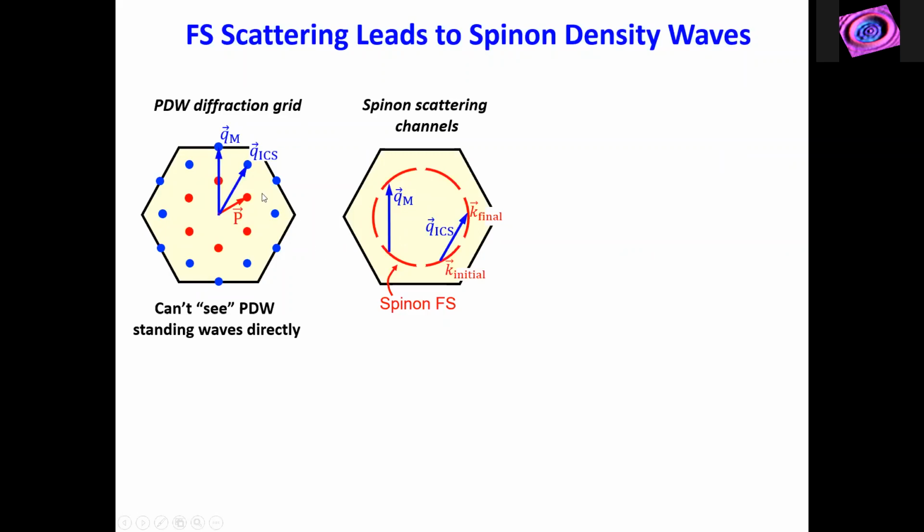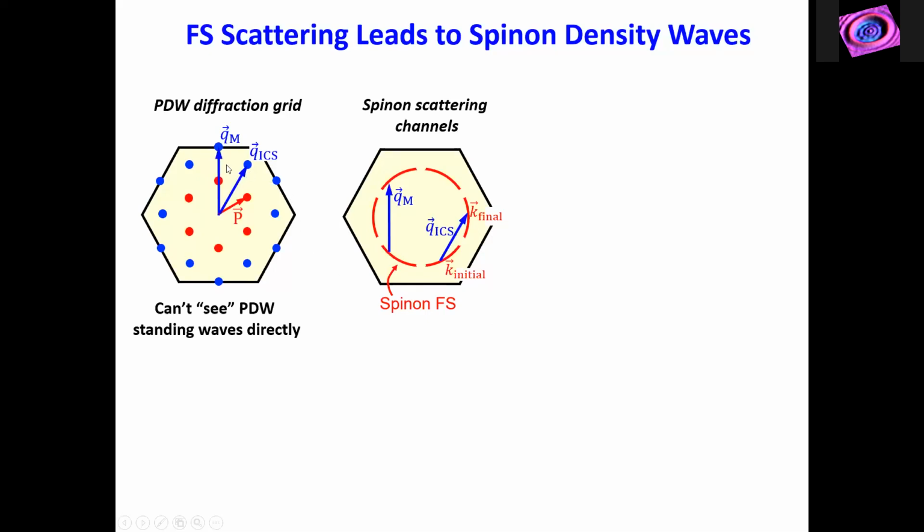And those spinons feel the paired density wave, and they're going to scatter off of it because they feel it through the gauge interaction. And so we expect scattering of the spinons. In fact, the paired density wave creates scattering at these wave vectors. These are the wave vectors of the standing wave of the paired density wave. And so if those wave vectors can connect two states having the same energy in the spinon electronic structure, then we expect quantum interference in the spinons at precisely those wave vectors.